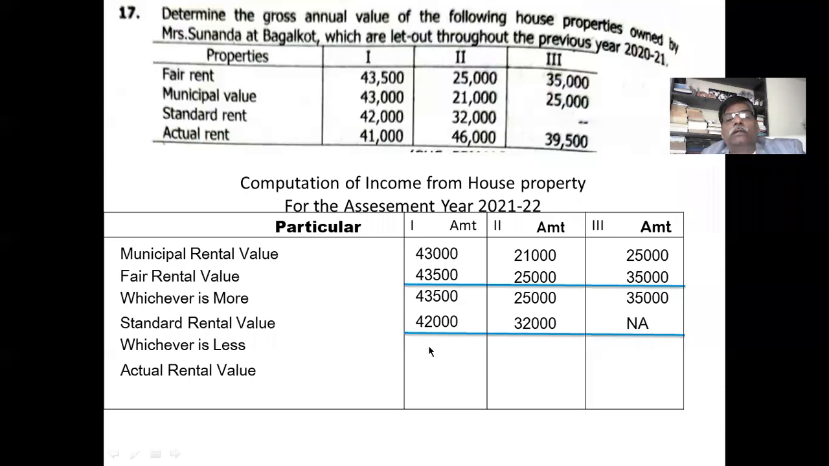Out of these two, the less amount is 42,000. Second, 25,000. Third, you don't compare and take the less amount because the rent is not applicable. Again, you take 35,000 here. Otherwise, you take here 35,000. Remember this. Okay, I'll change it.